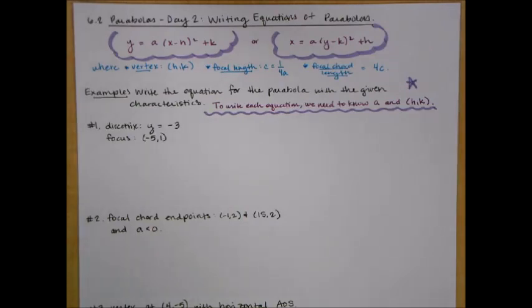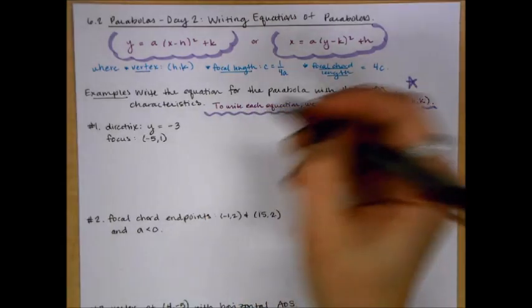Our vertex is found at (h, k). The focal length c is given by 1 over 4a. And the focal chord length is given by 4 times c. In order to write the equation for each parabola, we need to know two things: the value of a, and h and k, the vertex. Problem number 1 has characteristics y equals -3 and a focus at (-5, 1).